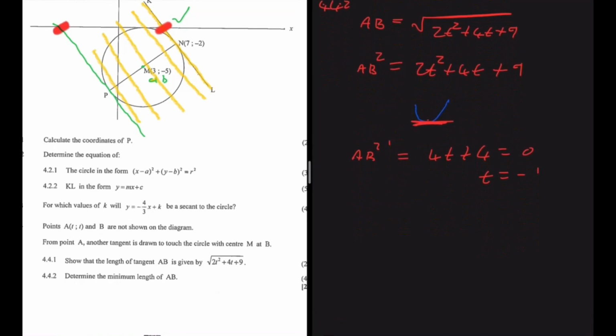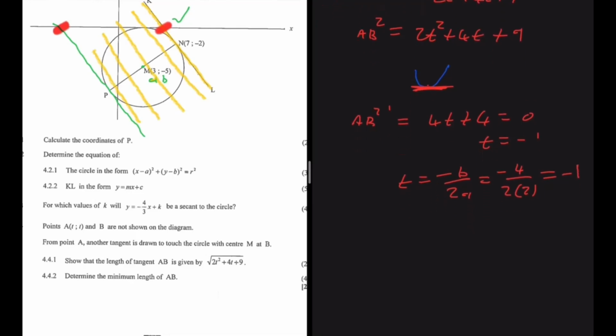Let me show you something. Because we're basically looking for the x value of the turning point, right? We can also see that that x value t is equal to minus b divided by 2a, right? Because we just have a quadratic function. So this will be minus 4 divided by 2 multiplied by 2, which is equal to minus 1 again, right? So the distance, the length is at a minimum when t is equal to minus 1, right?